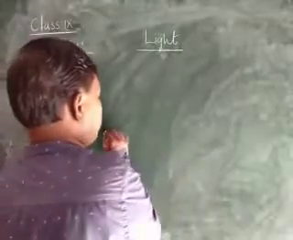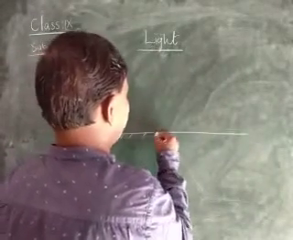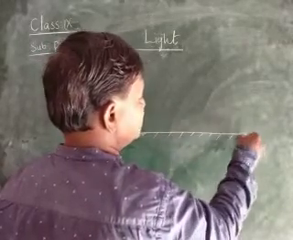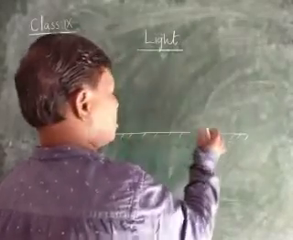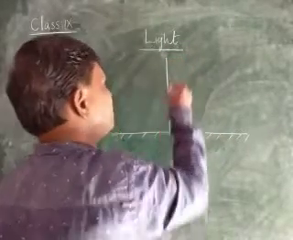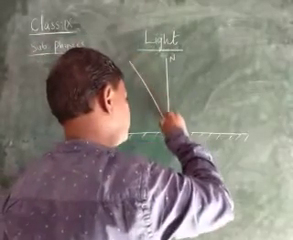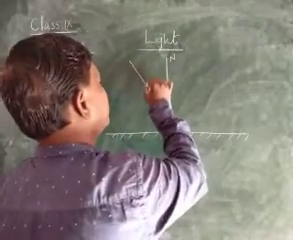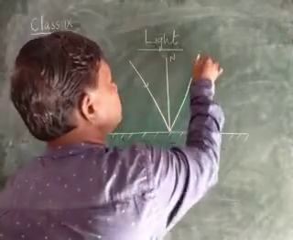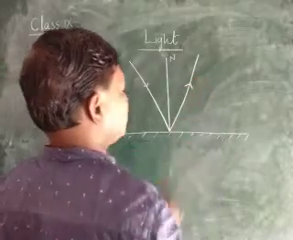Okay, now I draw the figure, children. This is the reflecting surface. These lines indicate that it is painted, the above surface indicates the reflecting surface. This is the normal, normally denoted by N. This is the incident ray. This is the reflected ray, children.